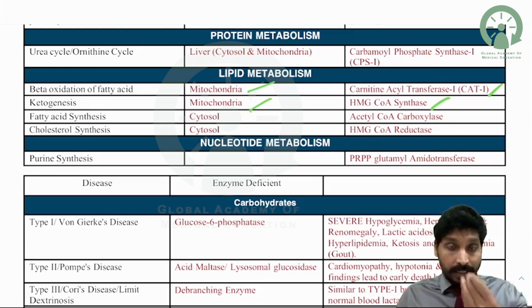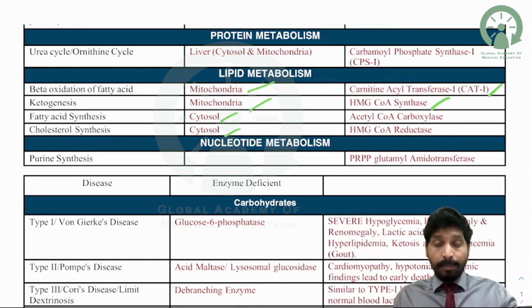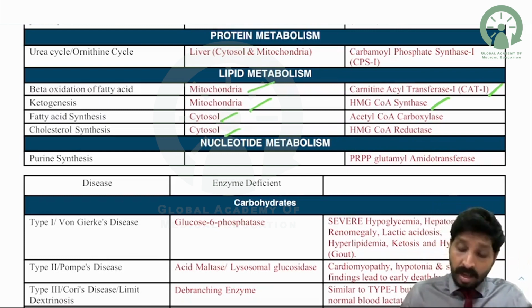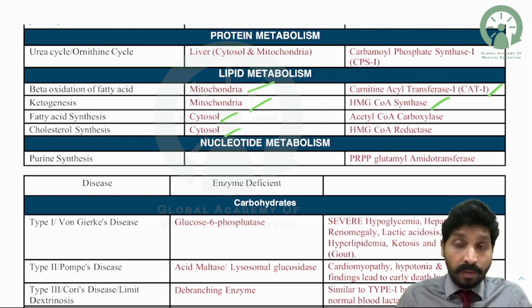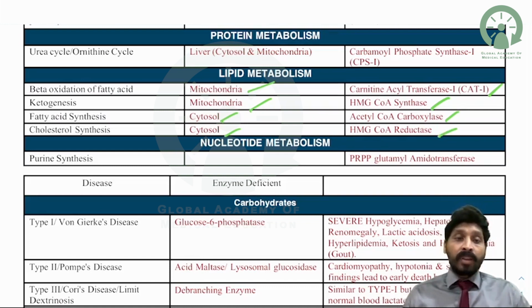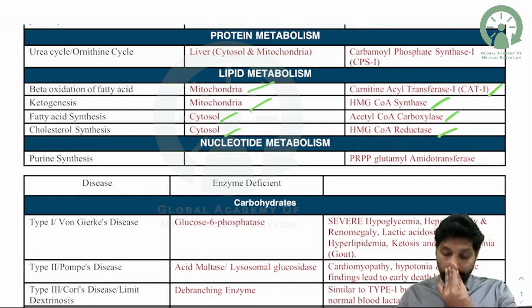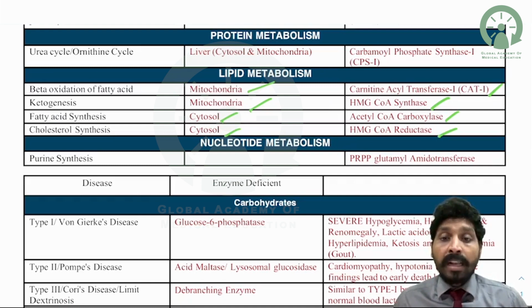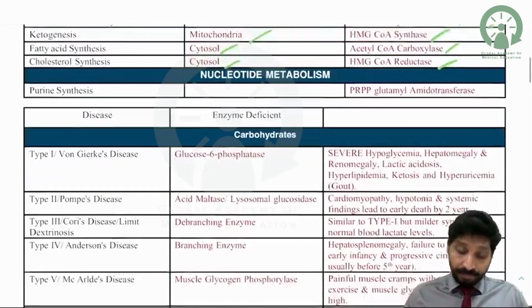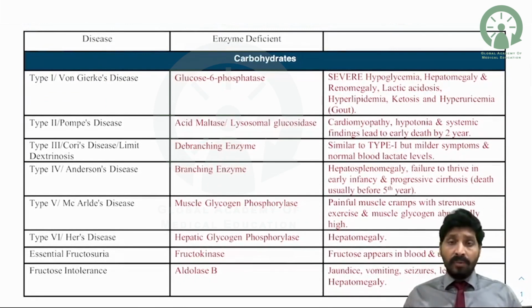Okay, fatty acid synthesis, cholesterol synthesis. Except beta oxidation and ketogenesis, fatty acid synthesis and cholesterol synthesis take place in cytoplasm. For fatty acid synthesis, the rate limiting enzyme is acetyl CoA carboxylase. Cholesterol synthesis, HMG CoA reductase. Okay, and for purine synthesis, phosphoribosyl pyrophosphate glutamyl amidotransferase is the rate limiting enzyme. So these are the key enzymes you have to remember.